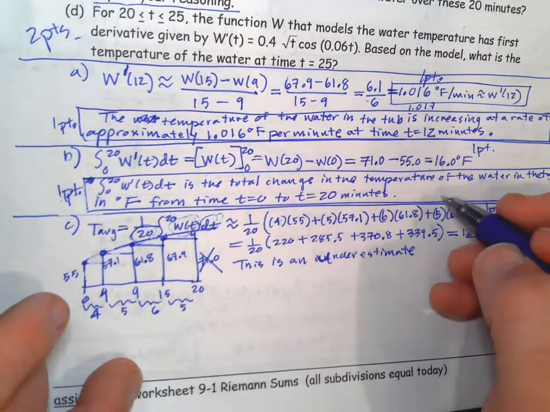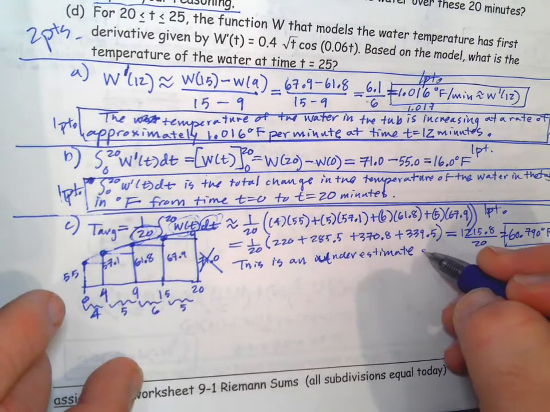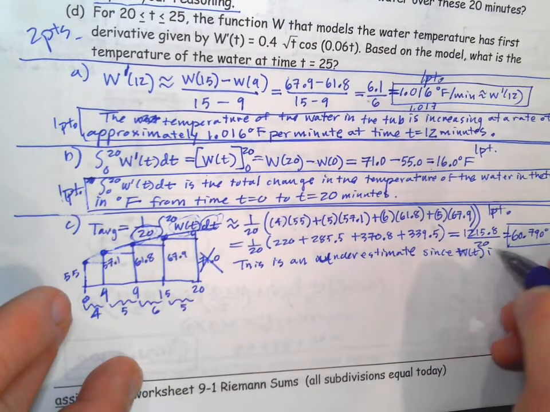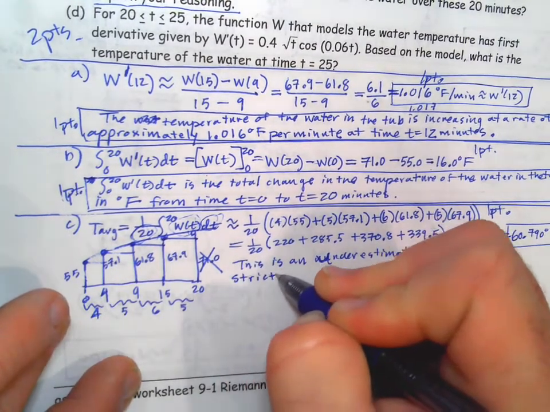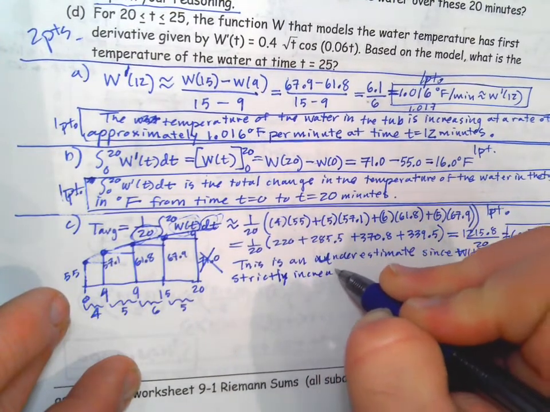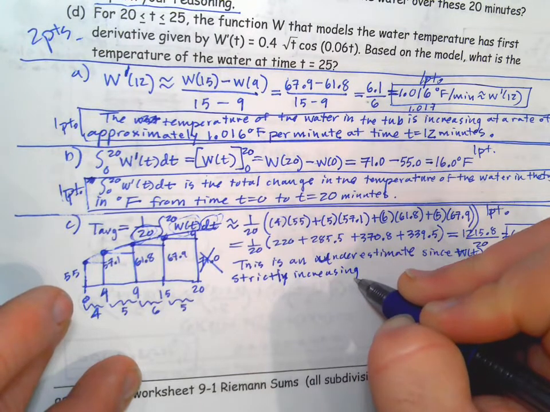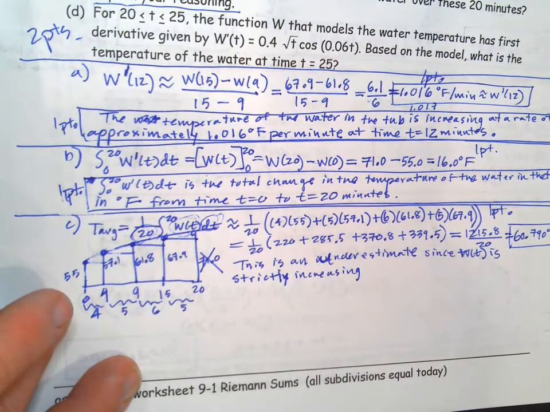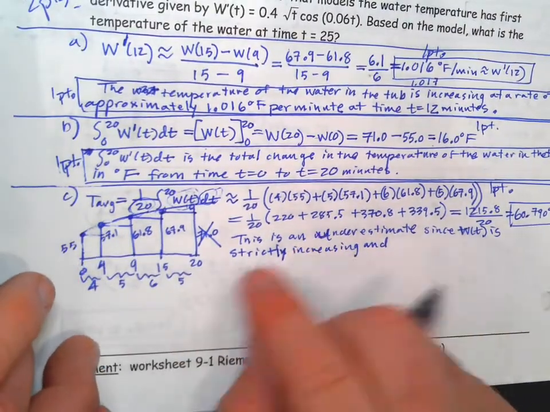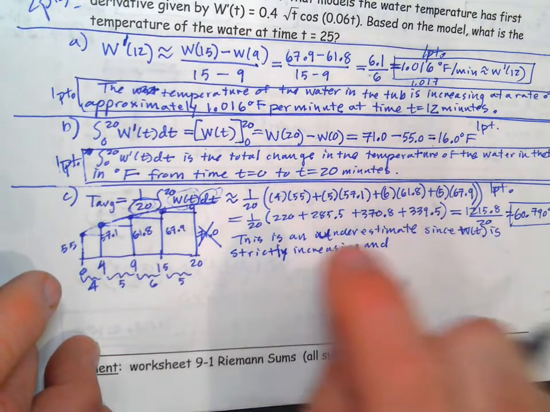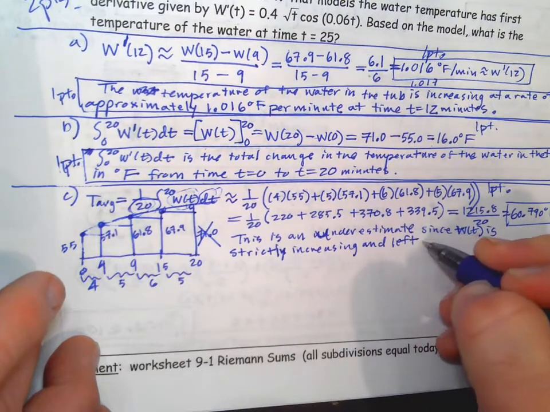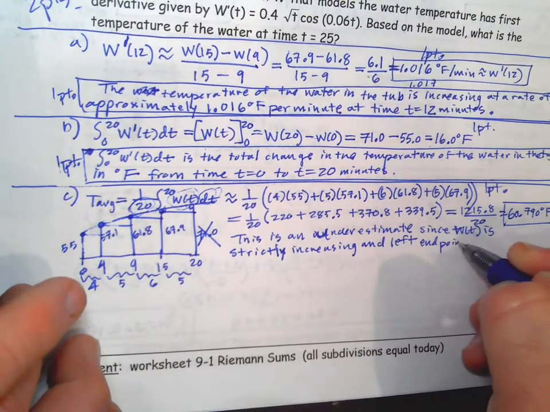An underestimate, since W is strictly increasing. And that's not enough. We've got to mention it's not just because anytime you have an increasing function doesn't mean you're going to underestimate. It's the combination of a strictly increasing function with a left endpoint Riemann sum. You have to say both of those things to get this point.